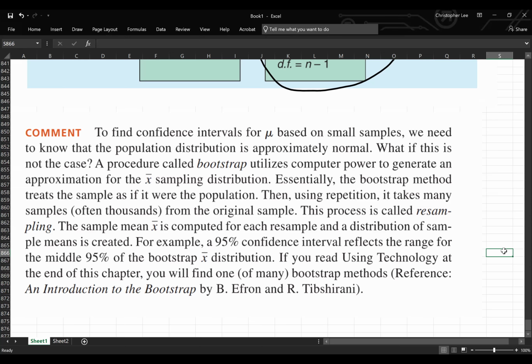If you read Using Technology at the end of the chapter, you will see the bootstrap method.